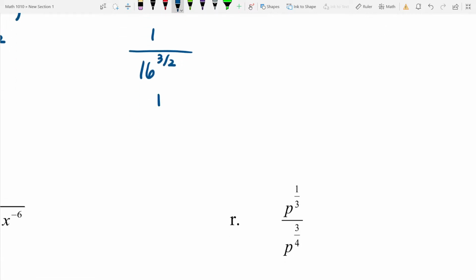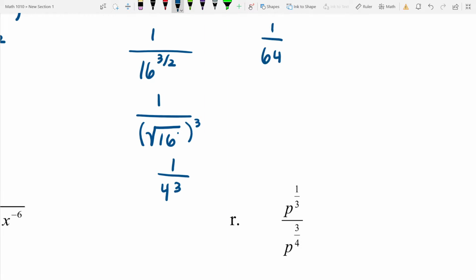See the 2? That tells me I have a square root. Then inside I have a 16. Guys, I can put the 3 right here, or I could put it outside. Is the square root of 16 a nice number? Yes, so I'm going to put it out. What is the square root of 16, everybody? 4. So it's 1/4 to the 3rd. 4 to the 3rd is 64. My answer is 1/64.